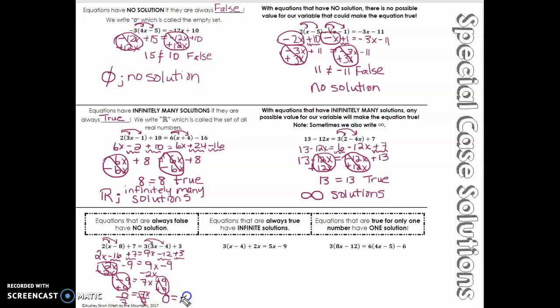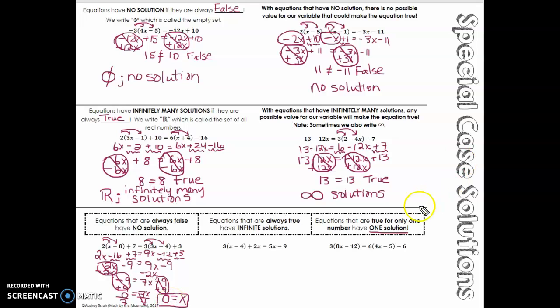So I do get a 0 for x, which is a perfectly acceptable solution. But it's not a special case. It's going to be the one solution because I was able to isolate the x variable and get a number.